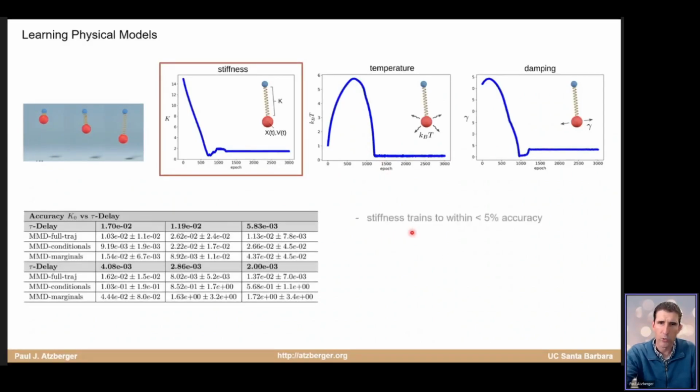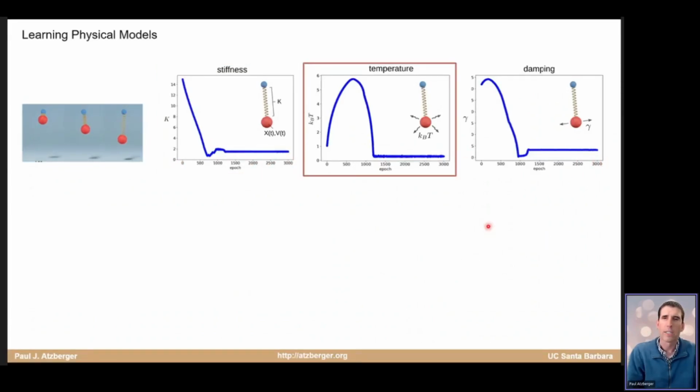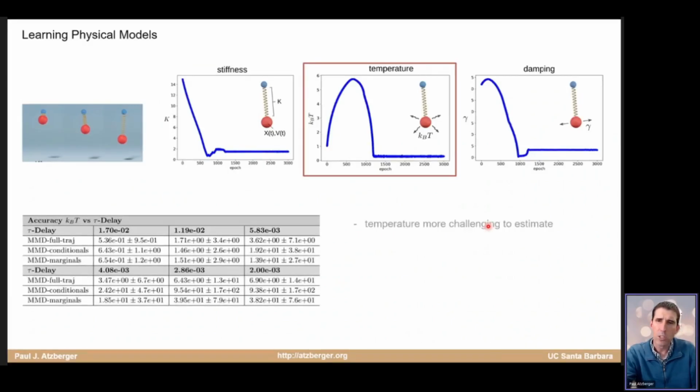So these are just our results for estimating stiffness. You can see we can get that parameter to 5% accuracy here. These are just the training dynamics over the epochs, going from 0 to 3000 here, for one particular instance of training. The temperature is a little bit harder to pin down.